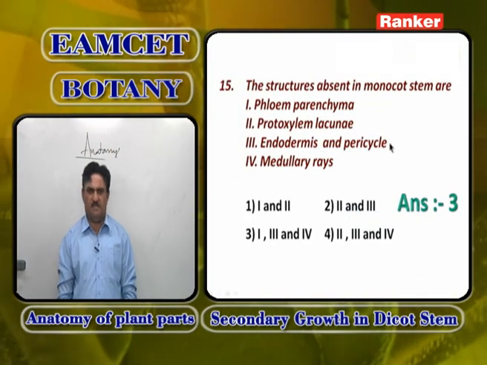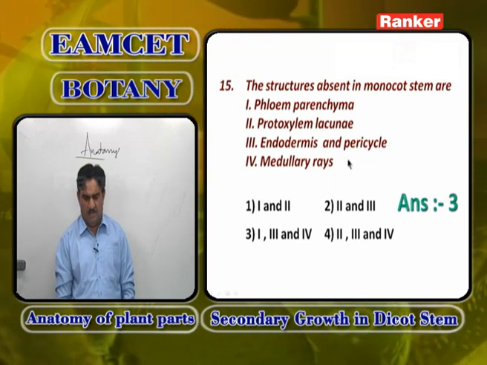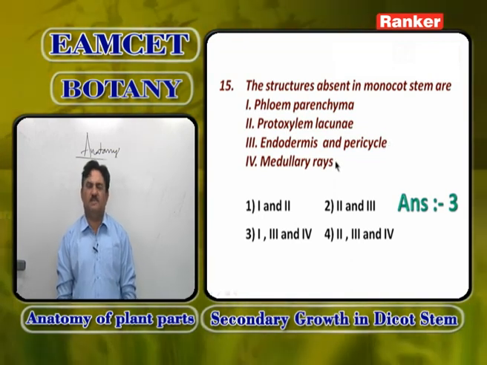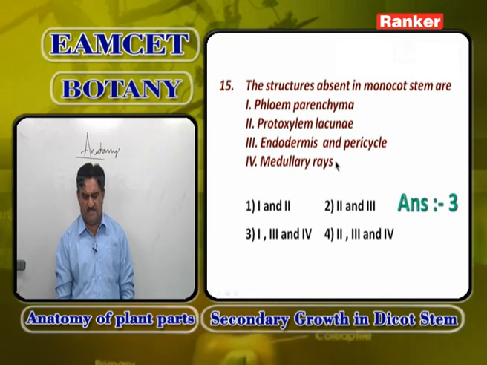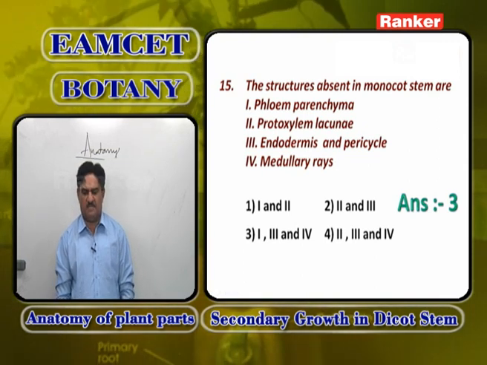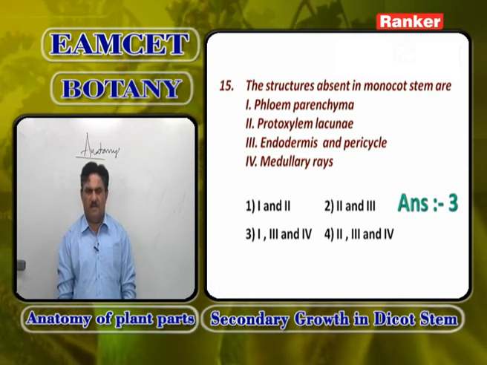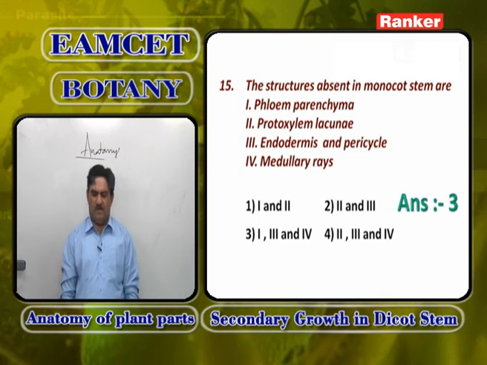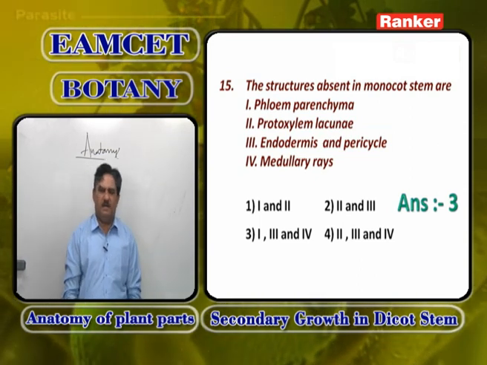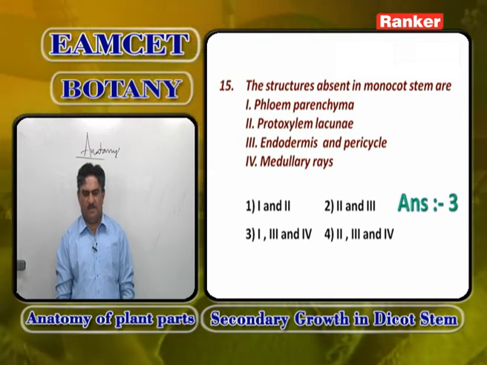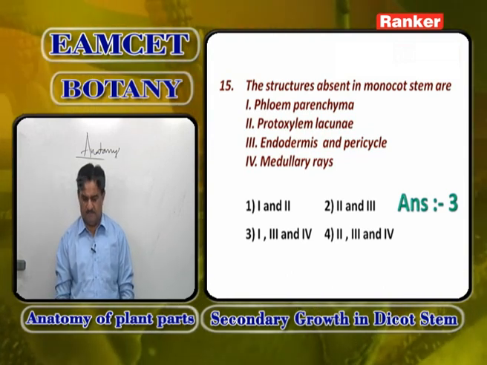They are present in dicot stem but absent in monocot stem. Medullary rays are absent in monocot stem. They are present in dicot stem. So, answer is 3, that is 1, 3, 4. The structures that are absent in a monocot stem are phloem parenchyma, endodermis, pericycle and medullary rays. Protoxylem lacuna is present in monocot stem.